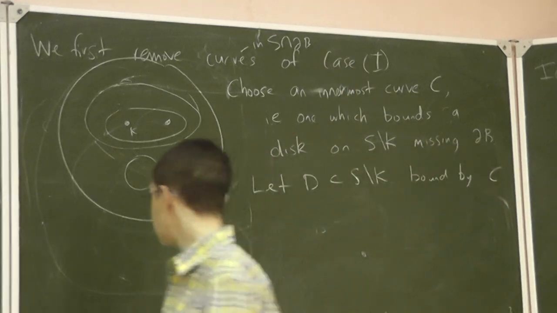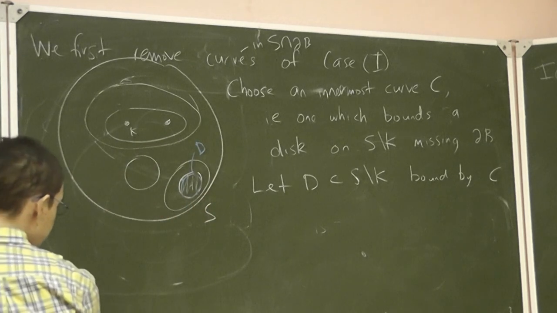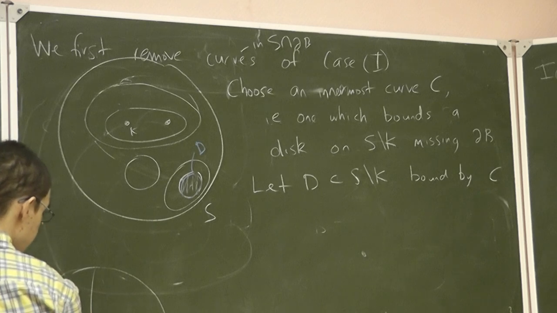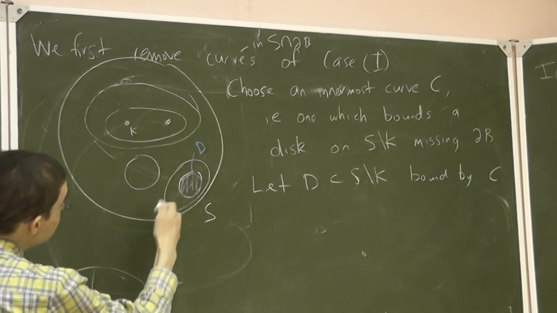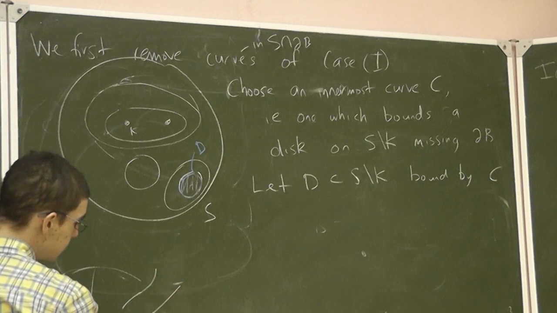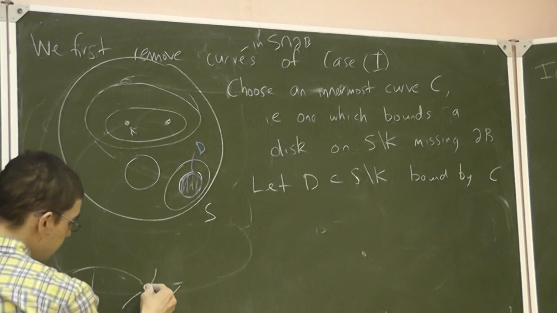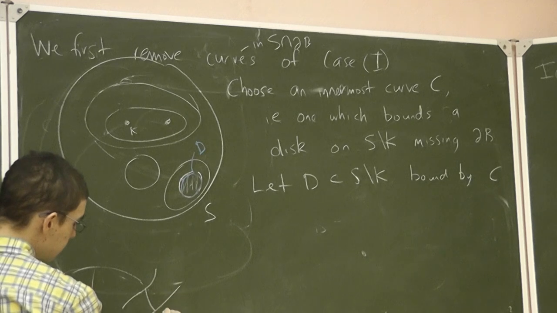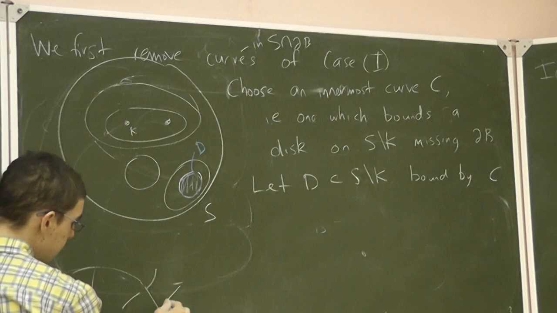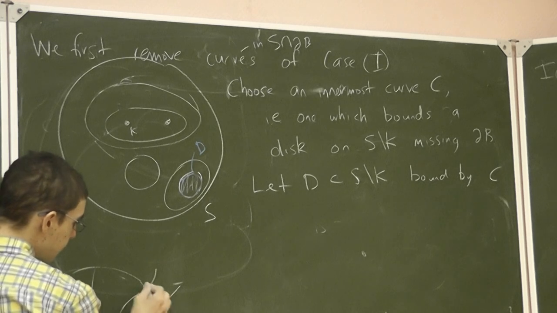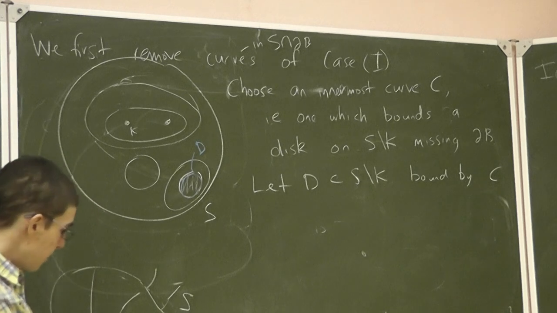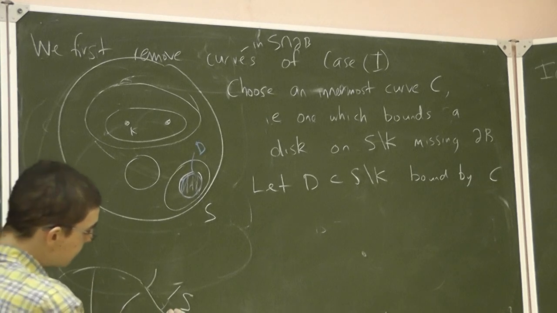So just remember the picture is that we have this three ball, and we have the surface S intersecting the three ball along the surface. I'll draw another picture in a moment. We have this three ball. We have this curve C.